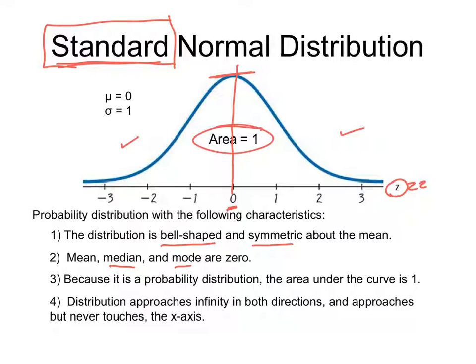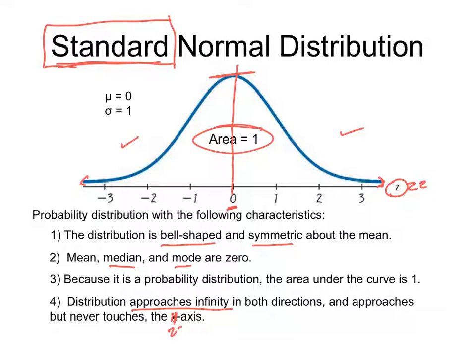But the standard normal distribution has a z-axis, and that's just a number line. The actual distribution is this blue curve that's above it. So when we talk about the distribution, we're just talking about the blue curve, and it approaches infinity in both directions. That means the blue part goes on forever to the left and forever to the right. Forever both ways. It also gets closer to, but never touches, the z-axis. That is a typo because I stole this from the normal distribution slide.